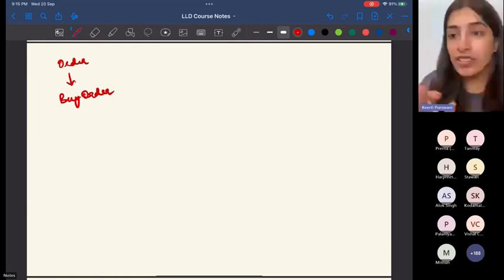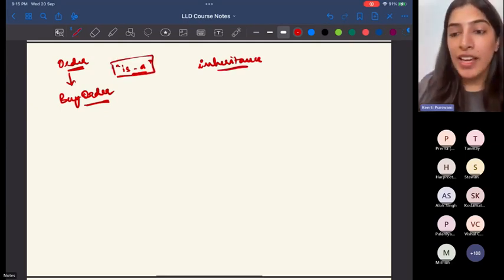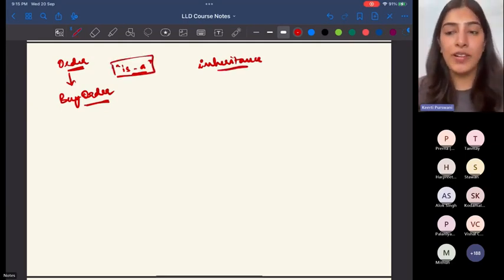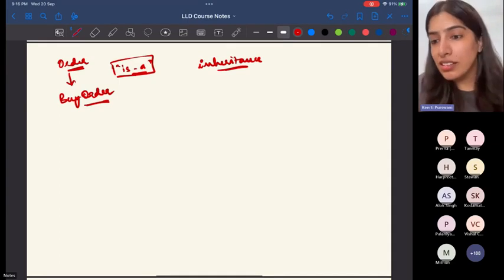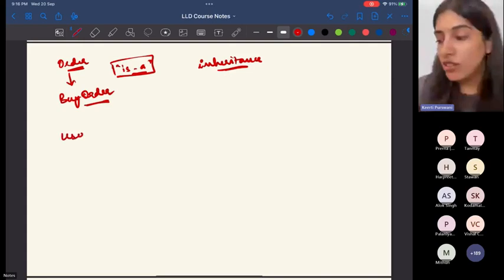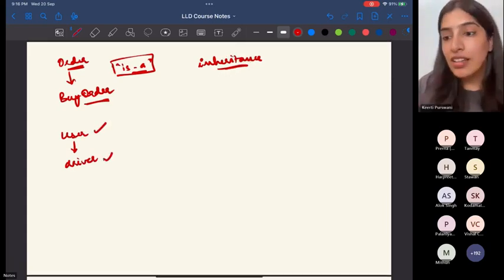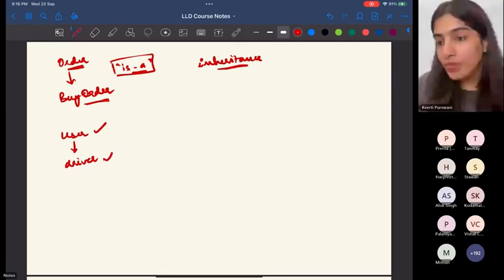But as Rahul wrote it like this only, that buy order is an order, right? So that is why this is called an is-a relationship. So basically, whenever you will be doing inheritance, you'll be talking about an is-a relationship, and that should be true, and that will come by intuition eventually. See, let's look at the examples that you guys have said. Driver is a user, so it will be like user and then driver, right? So user is a base class and driver is a user, correct? Does it make sense to everyone?